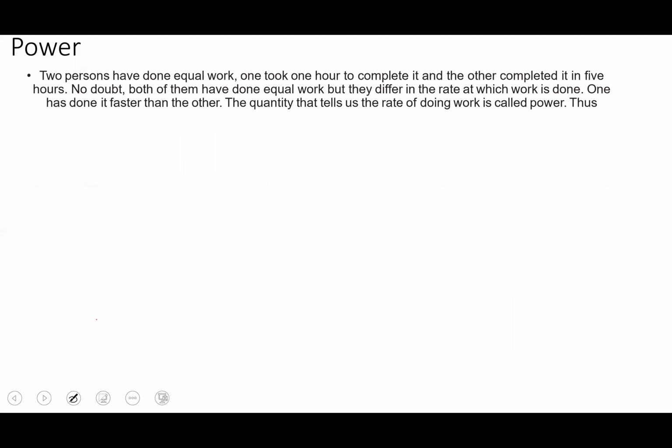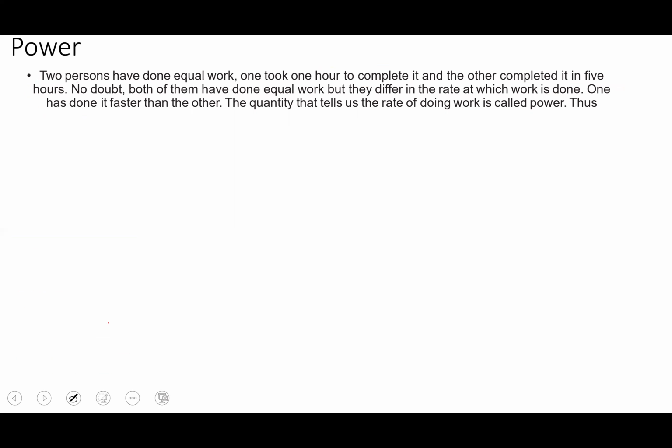Now let us discuss power. For that, two persons have done equal work. One took 1 hour to complete it and the other completed it in 5 hours. Now, who is more powerful, the one who does it in a small amount of time or in a larger amount of time? Yes, no doubt, both of them have done the same work, but they differ in the rate at which the work is done. The one has done it faster than the other.